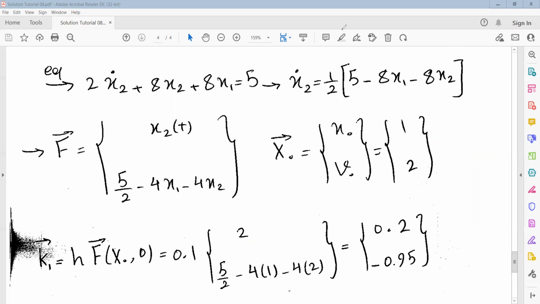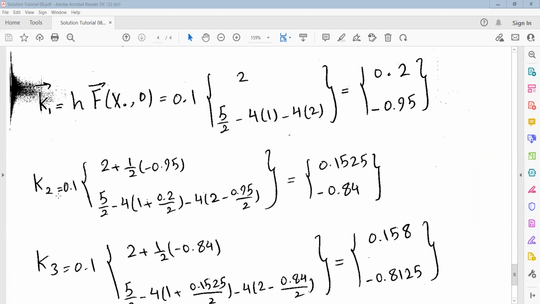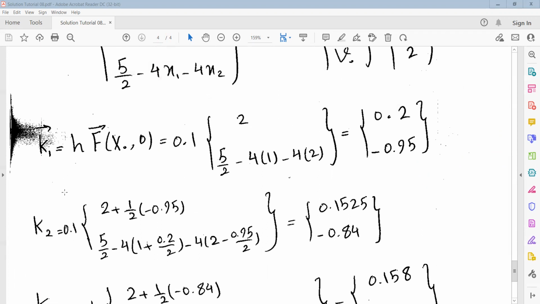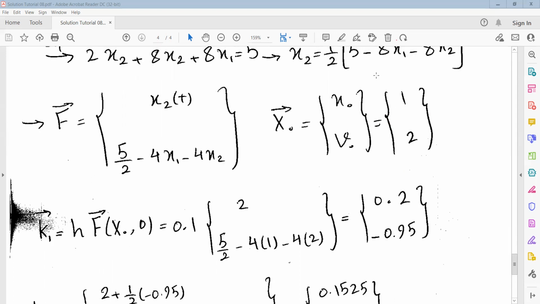The next step, we need to calculate vector k2. The k2 is equal to, again, we need to calculate the half multiplied by k1. Here you can see this vector k1 must be multiplied by half. So k2 is again equal to 0.1 multiplied by, this time, instead of x2 we should substitute x naught plus half multiplied by k1.